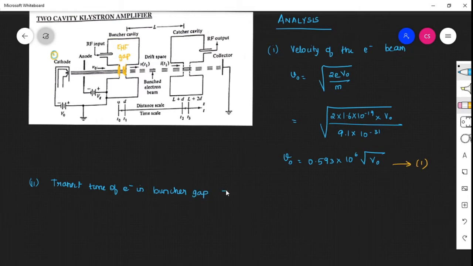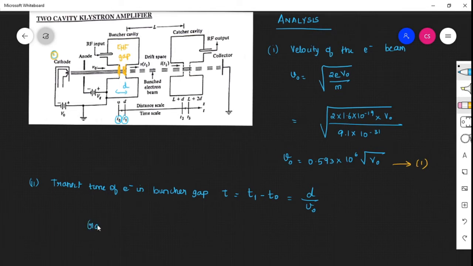We will mention it as tau, and tau is given by: the starting time the electron enters the gap is T0 and the ending time it leaves the Buncher gap is T1. So it is T1 minus T0. This is the amount of time the electron stays in the Buncher gap. And we know that time is equal to distance by velocity. The distance of the gap is given by d, so this is equal to d divided by V0.